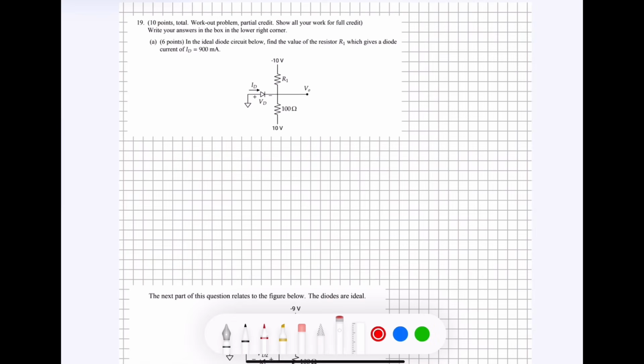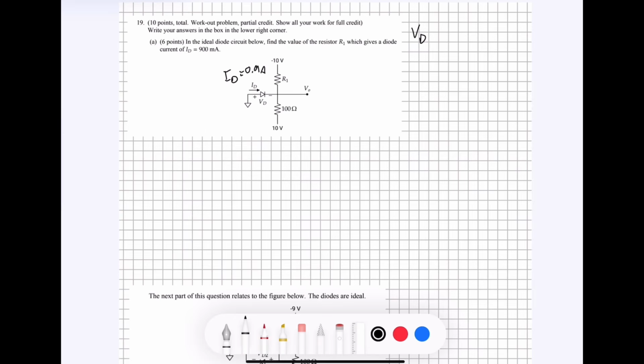So we know that ID, which is right here, is going to be 900 milliamps or 0.9 amps, whichever way you want to write it. And then we know for certain that the current going through here is positive. It's going in the same direction as the diode is pointing. Because the diode is pointing this way in the arrow and the current is going through in the same direction, we know that this diode is forward biased. And that means that the voltage drop across the diode is going to be equal to 0, because every time a diode is forward biased, the voltage drop is 0.